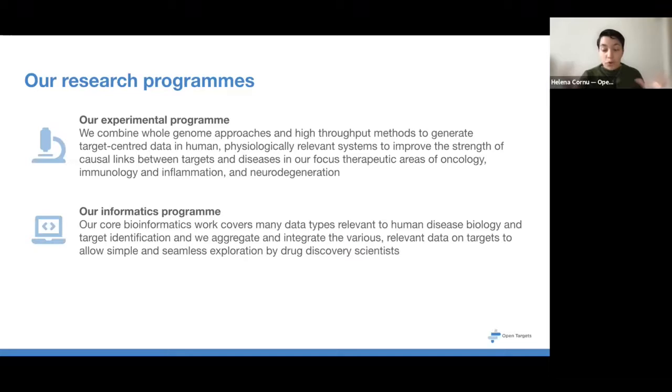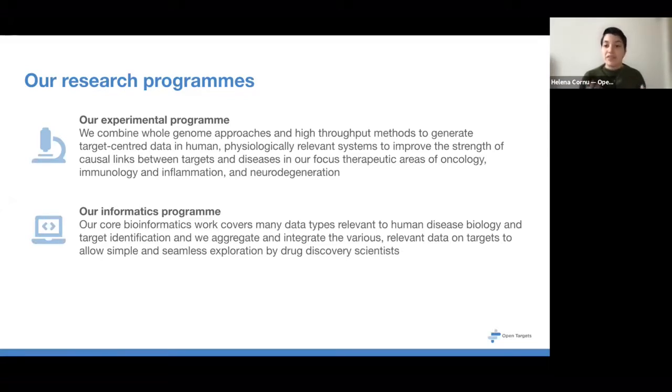So we have 2 broad categories of research programs. The first is the experimental research program, so the lab-based research program. And this uses a number of high throughput methods to generate target-centric data in a variety of human systems. And in this program, we focus on 3 therapeutic areas. These are oncology, immunology and inflammation, and neurodegeneration.